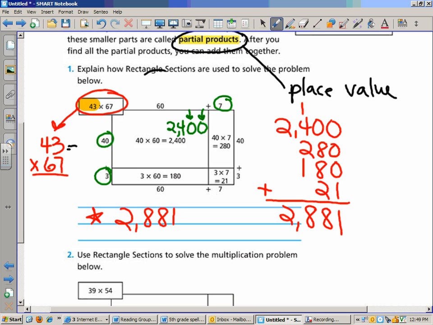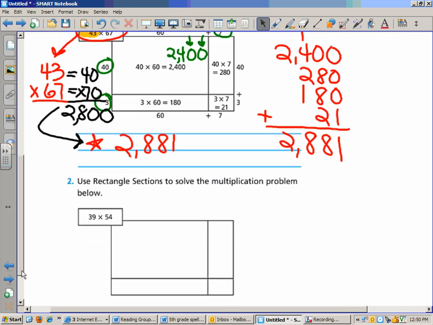43 is closer to 40. 67 rounds to 70. Multiply those out. 4 times 7 is 28. And it's 100 times bigger because I have 2 zeros. That means 2 place values I'm moving. So 2,800. So checking my estimate, 2,800, with my final product, 2,881. It's a good thing to do.